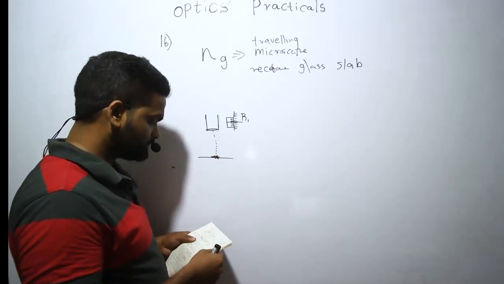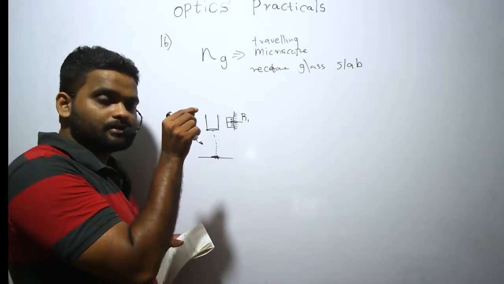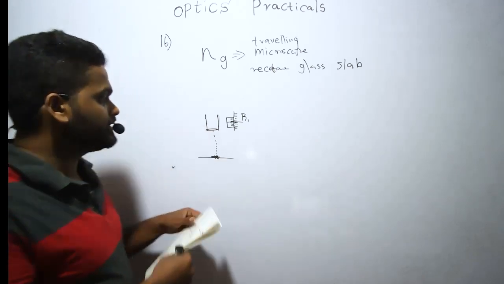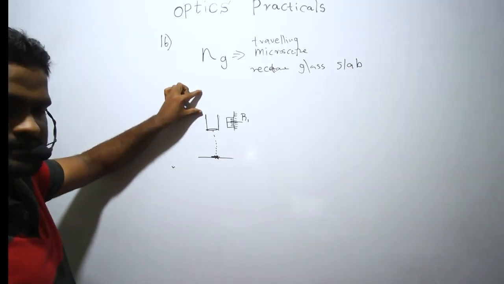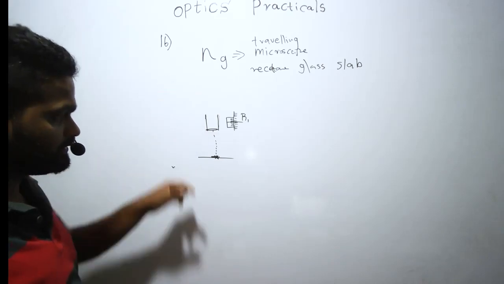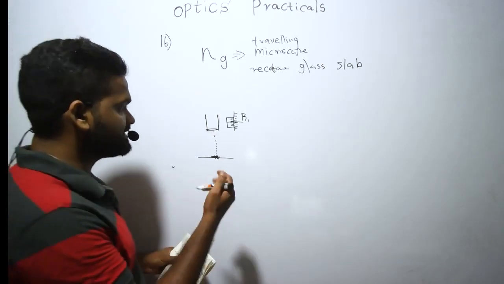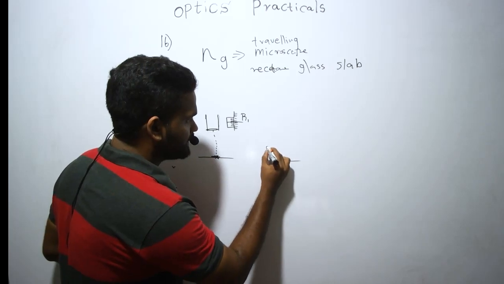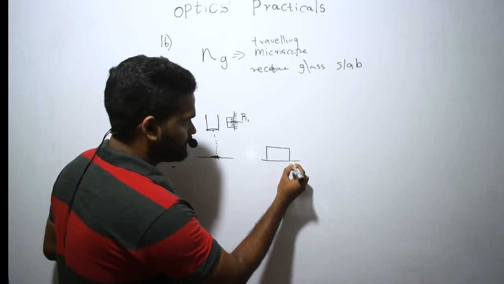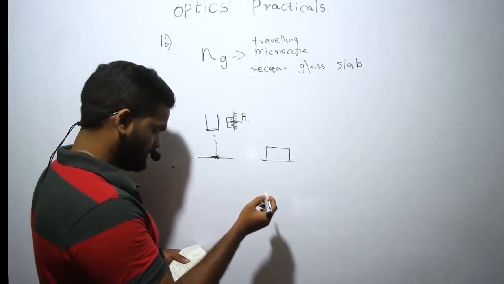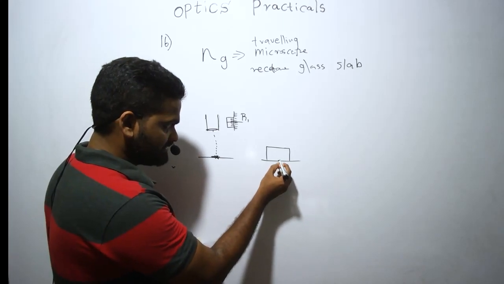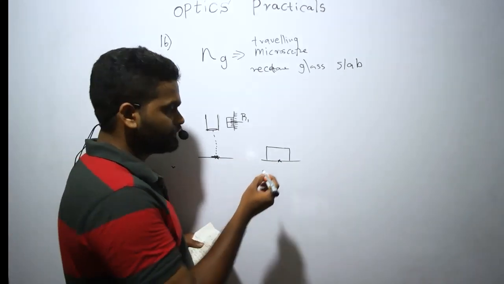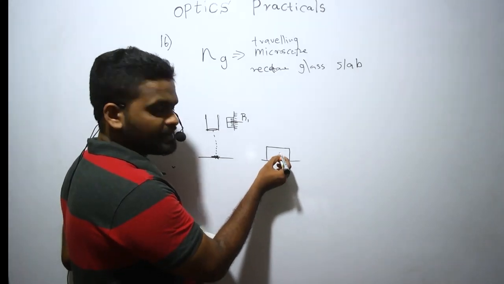Okay. Then using the screw at the side, by rotating that, you can lift the whole microscope, right? But in the second case, you have to place the glass slab. You place the glass slab. So at the bottom that mark is still there, right? So what happens to that mark? It has an apparent displacement.